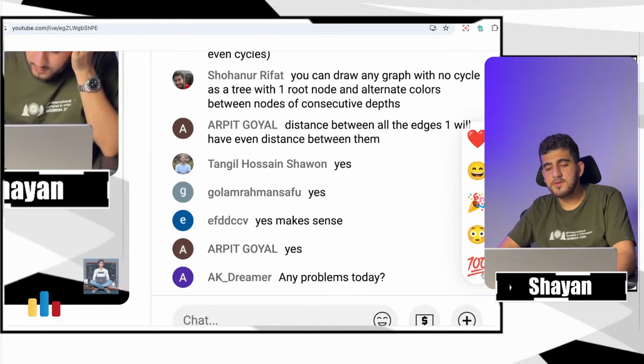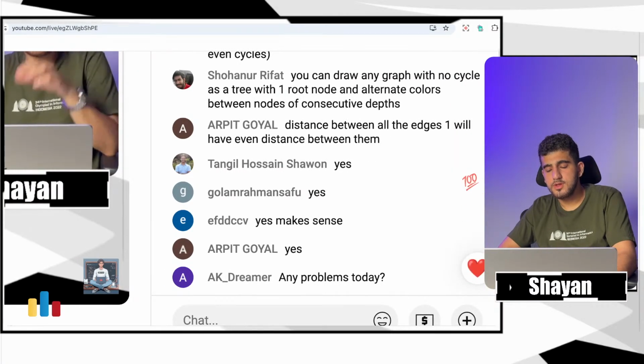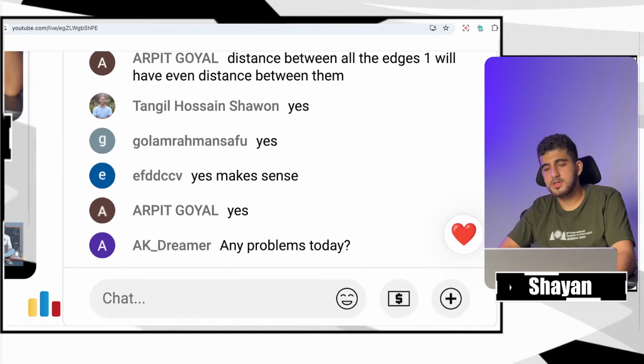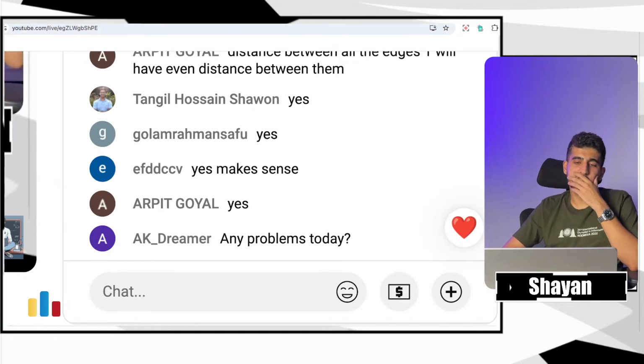If it is clear so far, please use this emoji or put a plus. If it is not, also put a minus or let me know, ask any questions.